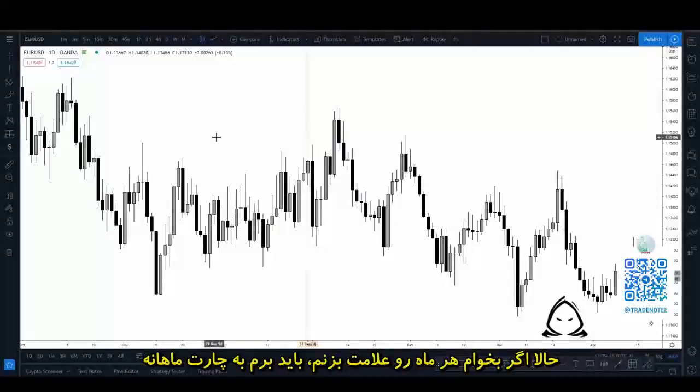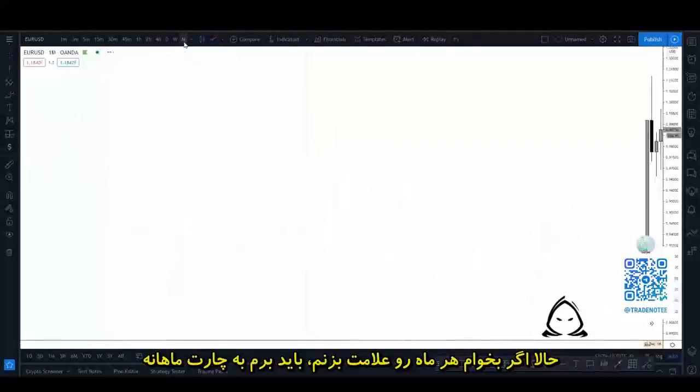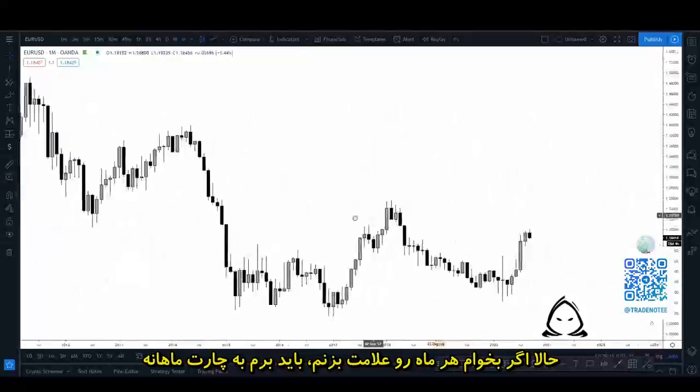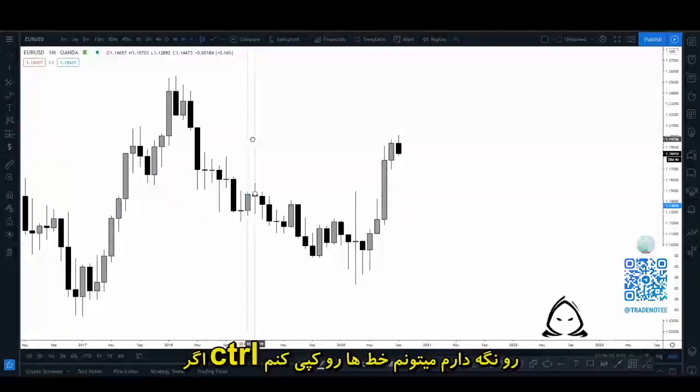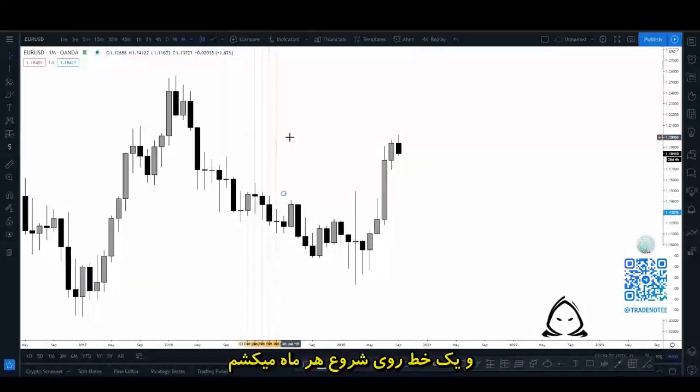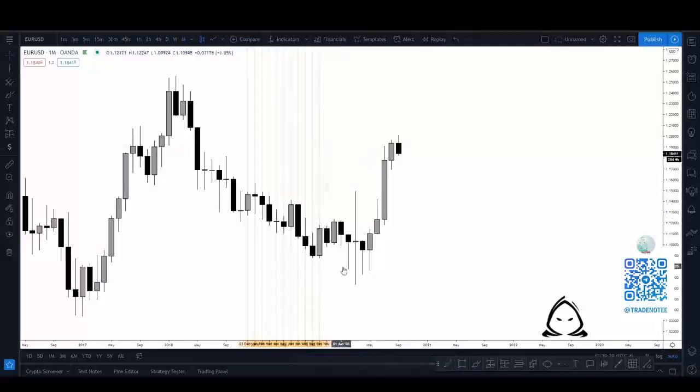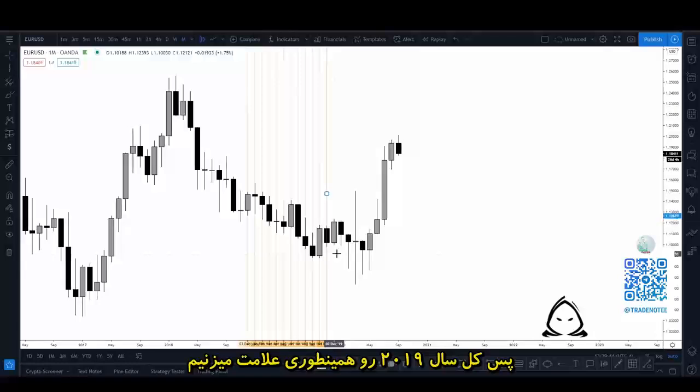Now, if I want to mark out every single month, what I can do is navigate to the monthly chart, and you'll see that I have this line that we print. If I just hold Control and click, you can duplicate the line, and basically what this is doing is it's going to create a vertical line at the start of each month. So you can see that this line is on November the 1st, so we'll do it all the way till the end of 2019 just to mark out the entire year.